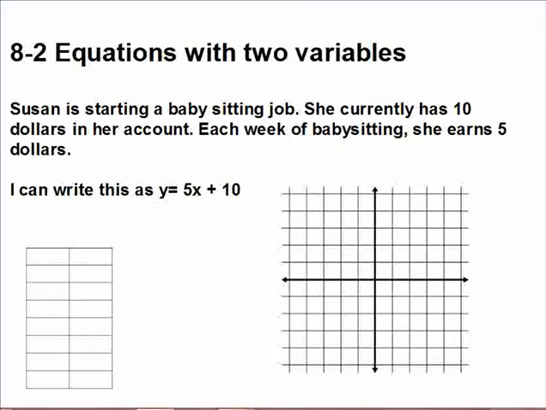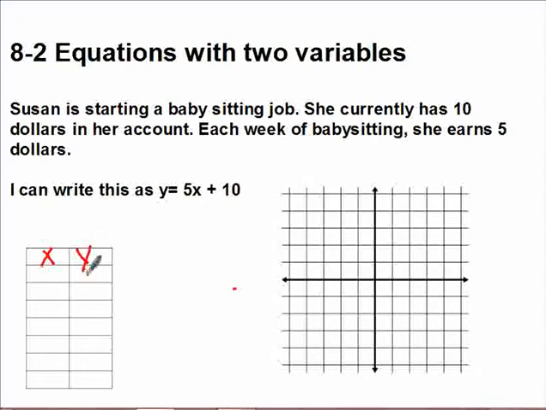Let's look at the equation first. Here's the $10 that she already has in her account, and then here is the $5 that she will earn each week. When we solve problems like this, we're going to start by setting up a t-table. When we do a t-table, the x value goes first on the left-hand side, then the y value.